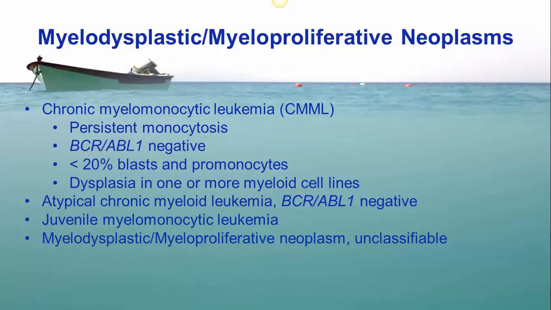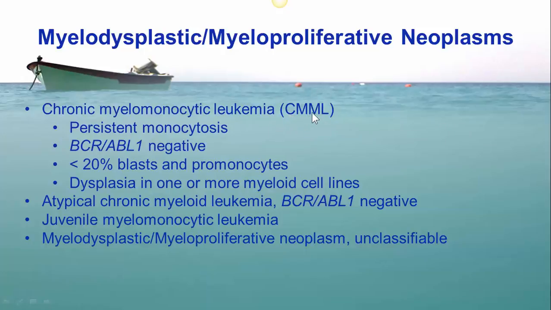A group of neoplasms share the features of both MDS and MPN. There are 4 disorders in this group. They are chronic myelomonocytic leukemia (CMML), atypical chronic myeloid leukemia (BCR-ABL1 negative), juvenile myelomonocytic leukemia, and myelodysplastic myeloproliferative neoplasm, unclassifiable. So just a few names, and we will not get into the details of any of them.